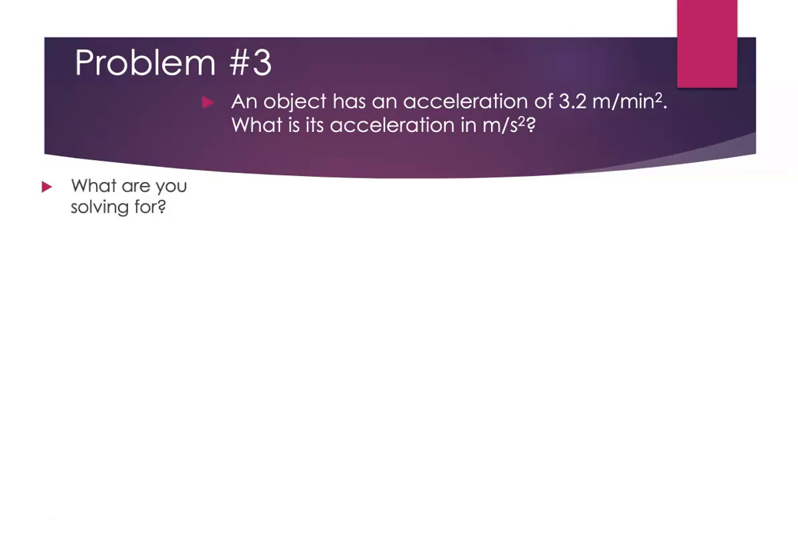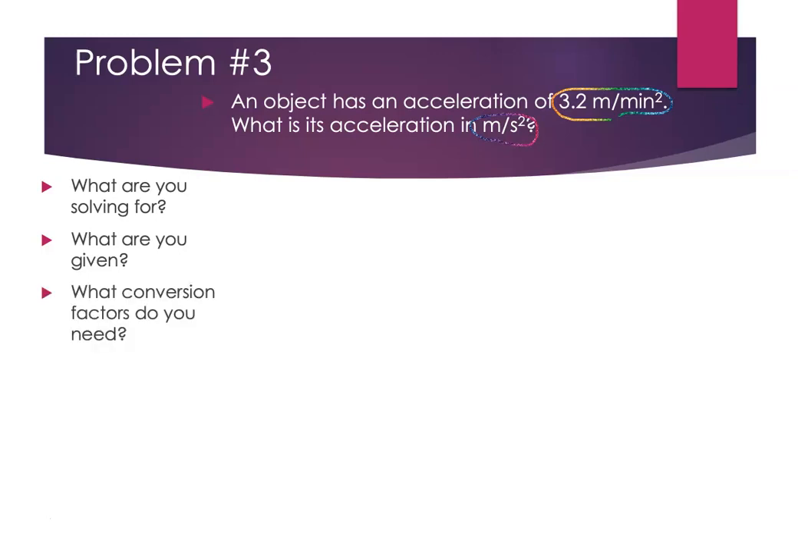All right, what am I solving for? I'm solving for meters per second squared, and I'm given 3.2 meters per minute squared. So I highlighted the wrong thing, so that's fine. I'm not going to let that throw me. All right. In terms of conversion factors, I need to get from minute squared to second squared. But what I have to remember is these are square units, and I have to set this up correctly, otherwise it won't work.